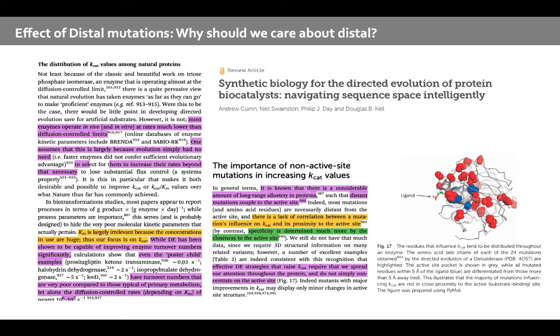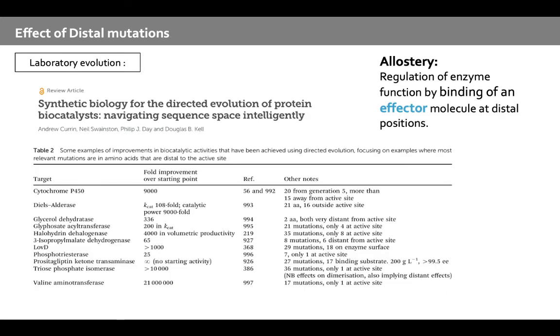And if you now go to the next slide, here there's a table that shows different examples where directed evolution was applied, where the fold improvement was dramatically improved in some cases, and you also have the notes about where the mutations are located. Most of them are distant from the active site. So this is nice because it highlights that these allosteric properties of proteins are something that could be used for enzyme design, and could be boosted, so they can be used for selecting distal mutations.